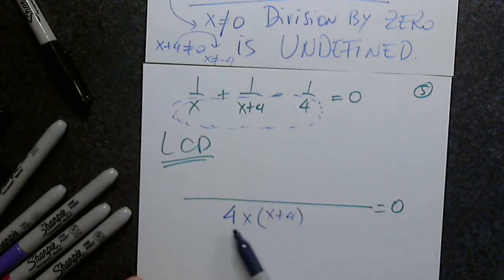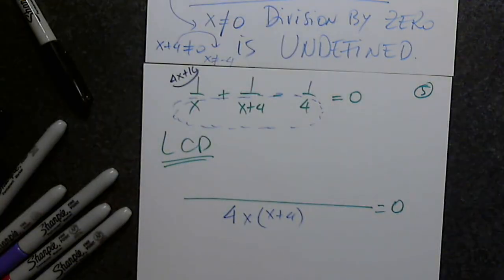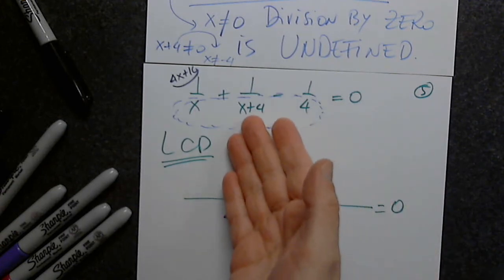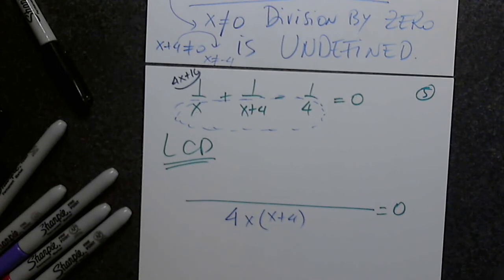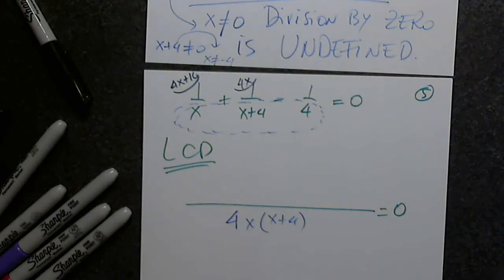X was multiplied by what to get this? By 4 and by this, which means 4x plus 16. Which means the numerator has to be multiplied by the same identical quantity. If I change the denominator of a fraction by multiplying it by 4 times x plus 4, I have to do the same thing to the top. I have to multiply the top by 4 times x plus 4. X plus 4 was multiplied by what to get this? I have to multiply the numerator of that fraction by the same quantity.